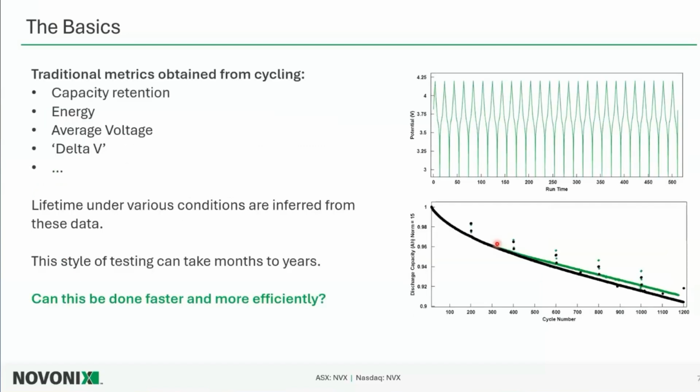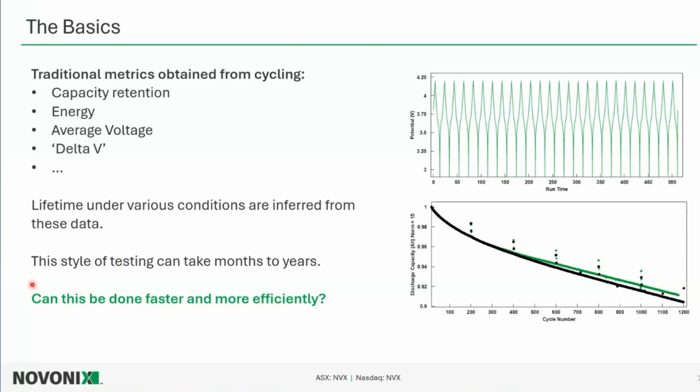And of course, we then take these data and we infer things that are going on within our cells, either with raw data or aggregating this into cyclometrics like capacity retention, energy, average voltage, delta V. And we look at these and see where capacity is going in our cells. And of course, everyone's probably aware that this style of testing, especially when you're trying to prove out the longevity of a certain chemistry or look at warranty considerations for a certain application, can take months or years.